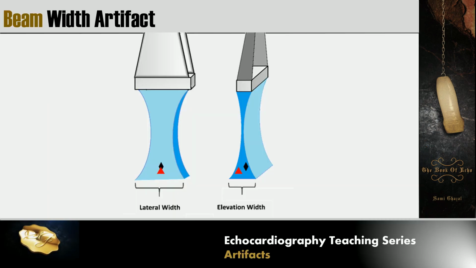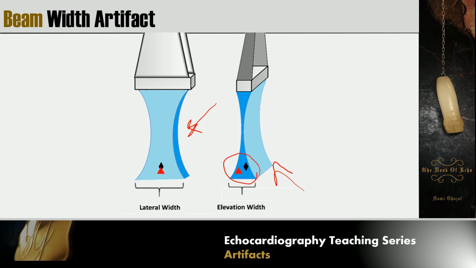So again, there are two types of width. We have elevation width, which is the thickness of the beam, and the lateral width. Lateral width, we know it. And we have also elevation width. So two structures, one is in front of the other, but they appear as on the same level or on top of each other. But they are not.